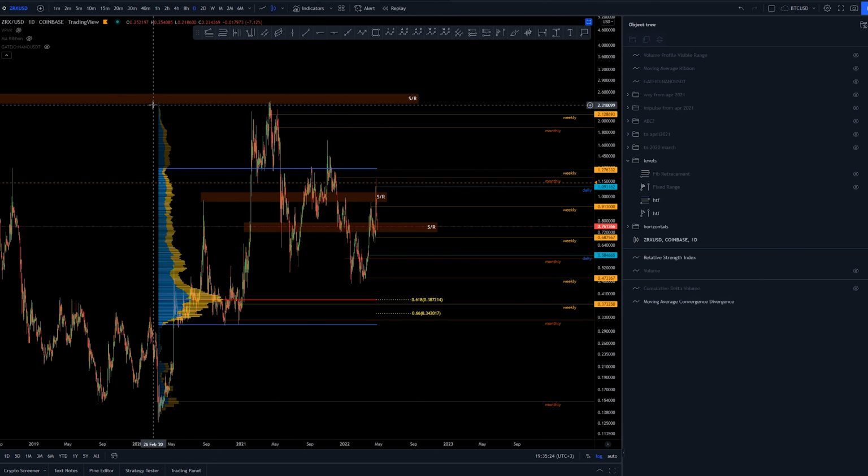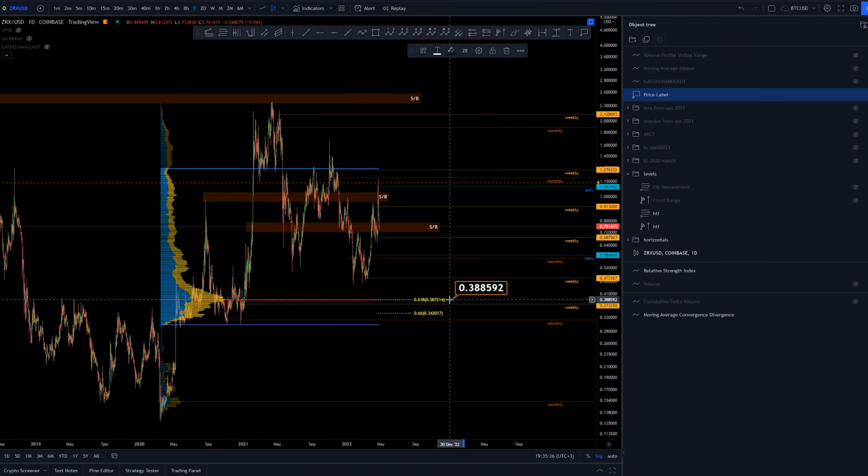So again, from the lows of March 2020 to current price, we have the point of control for this volume profile around the 38 cents area. Around there we also have this weekly and the golden pocket. So if price comes down through all these levels, this is going to be a major support area.